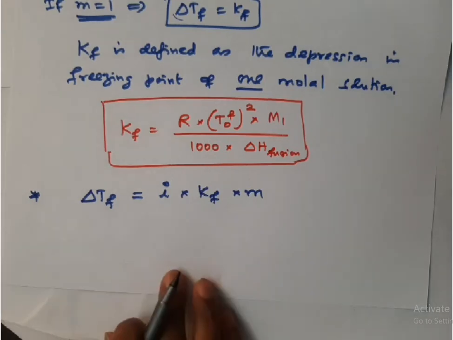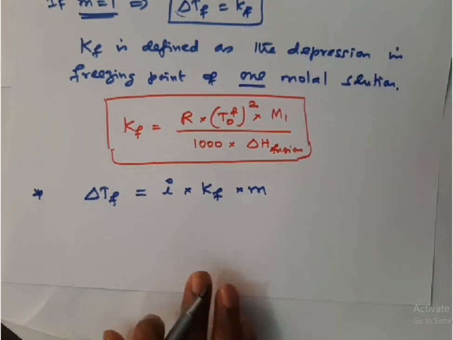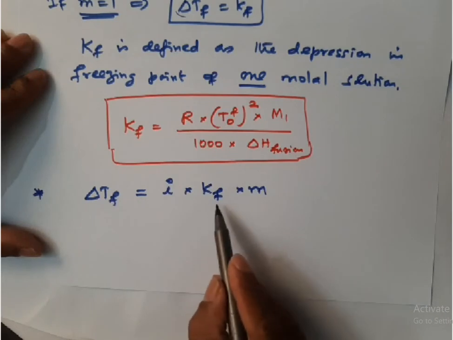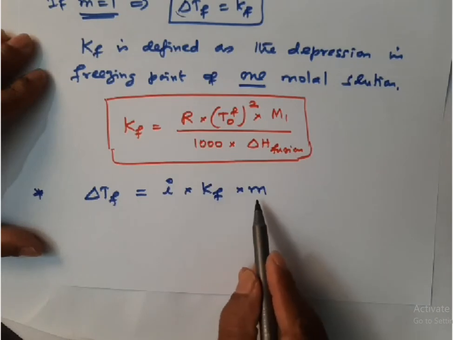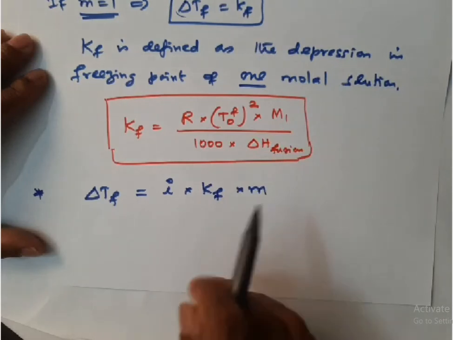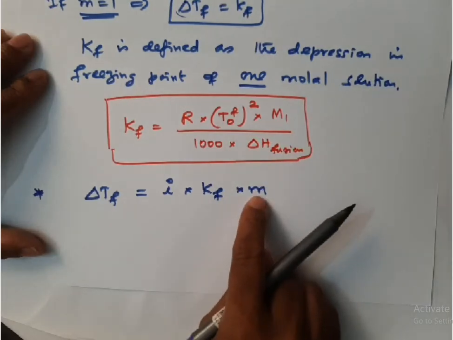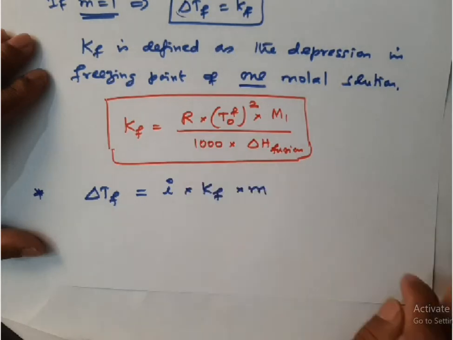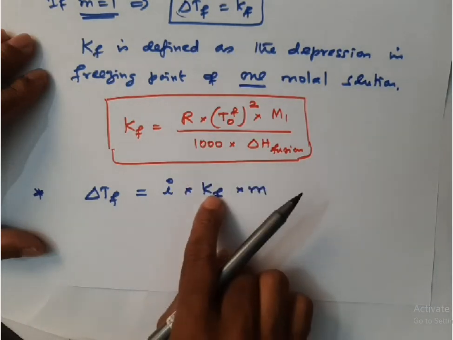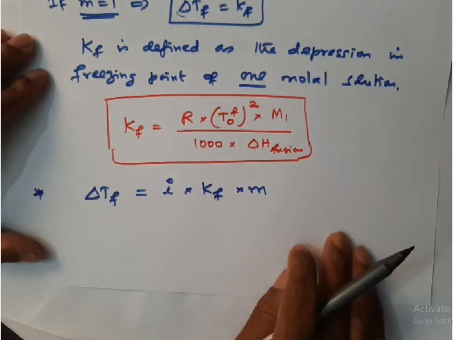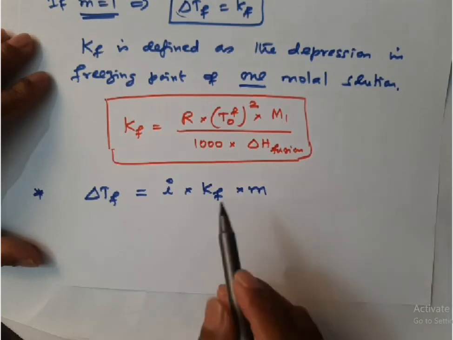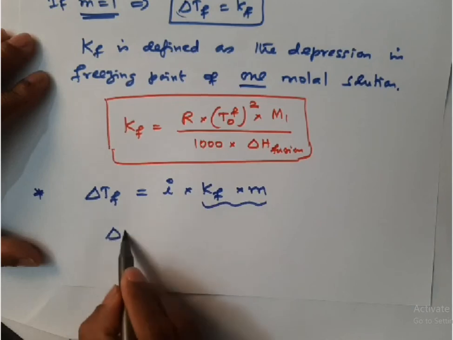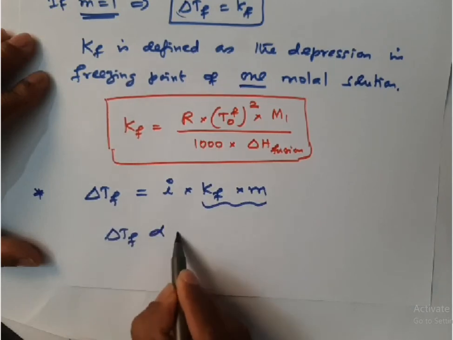So delta Tf equal to i into Kf into m. This we know. Kf is a constant for a given solvent. Suppose I give 4 solutions, all having the same molality. If molality is the same for various solutions and Kf is the same, then Kf and m are the same, therefore I can say delta Tf is directly proportional to i.